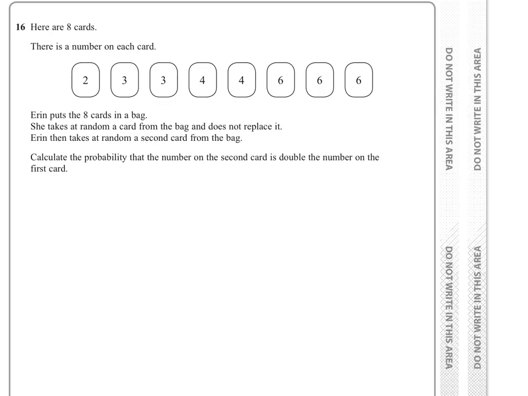Question 16. There are 8 cards and Erin puts 8 cards in a bag. She takes at random a card from the bag and does not replace it. Okay, so no replacement here. Erin then takes at random a second card. We've got to calculate the probability that the number on the second card is double the number on the first card. Okay, so that only leaves us with the possibility of choosing a 2 first, then a 4, or a 3 first, then a 6.